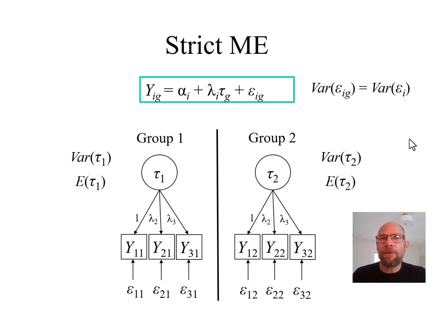Now, strict measurement equivalence is not required for latent variable comparisons. So the latent means you can compare even if you have just strong invariance, and latent variable variances and covariances can be compared even if you only have weak measurement equivalence. But strict measurement equivalence is neat to look at also because it allows us to test that assumption about the equal precision of measurement, and also because you would save additional parameters if you could assume strict measurement equivalence. Then you would not have to estimate all the individual error variances.